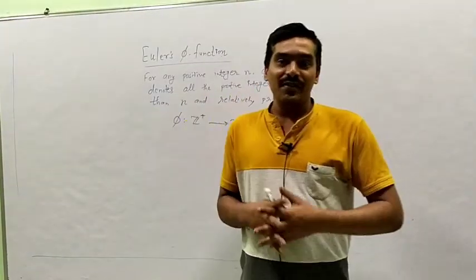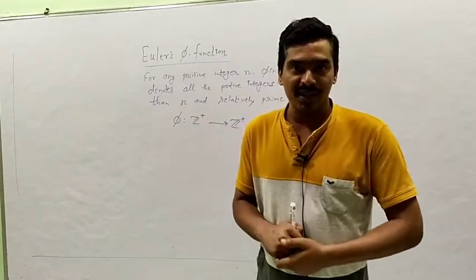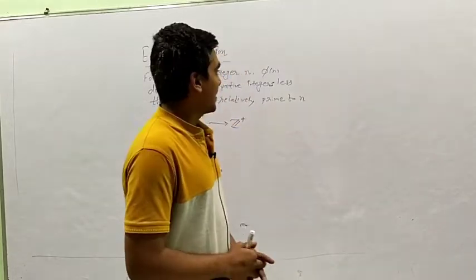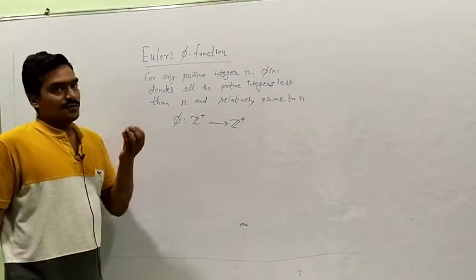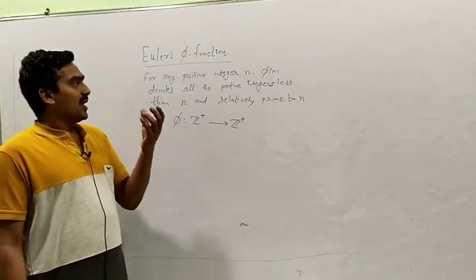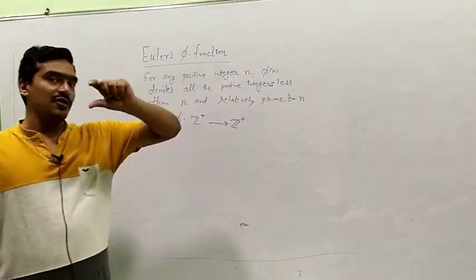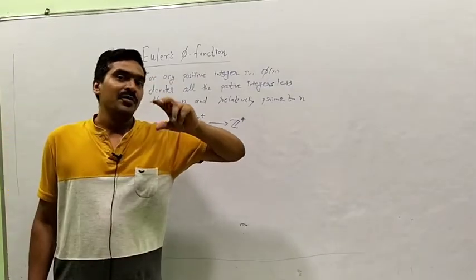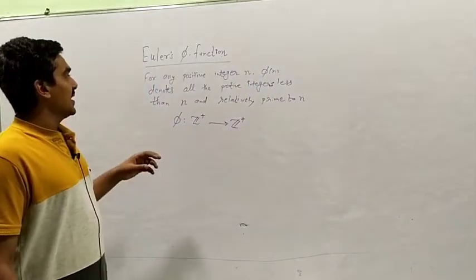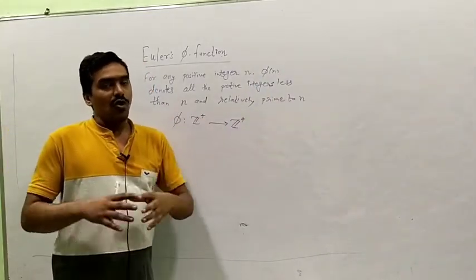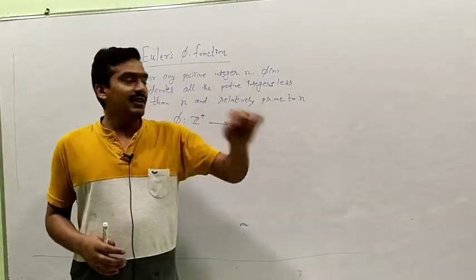Fine. Today we are going to discuss a very important topic, and the name of the topic is Euler's phi function. So let us discuss what Euler's phi function is. Suppose we have a positive integer n. For any positive integer n, we define the Euler function, denoted by phi, and with positive integer n we write phi n. Then what is phi n? Phi n is the collection of all those positive integers which are less than n and relatively prime to n.